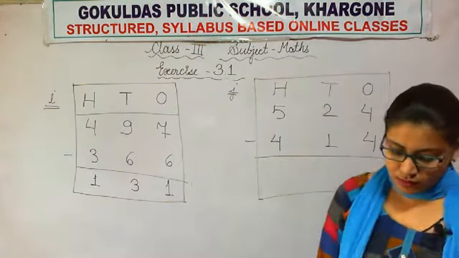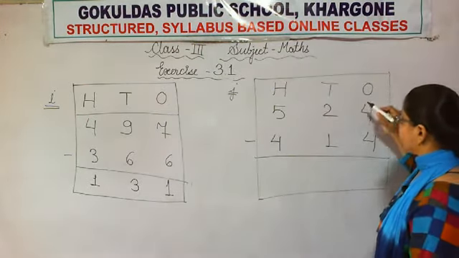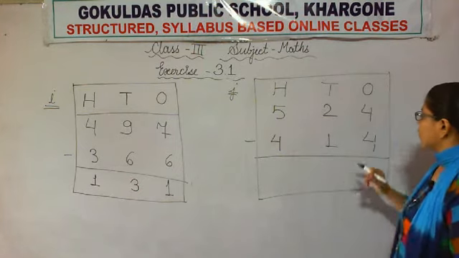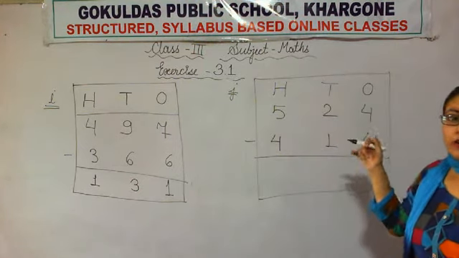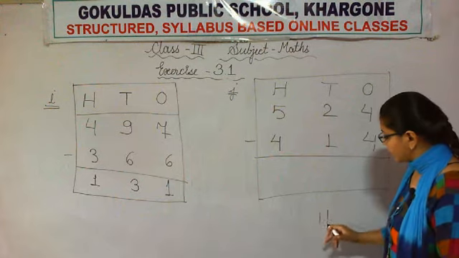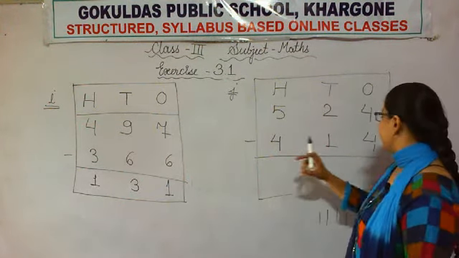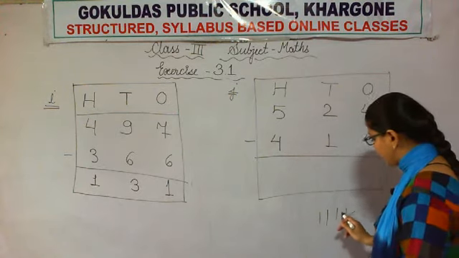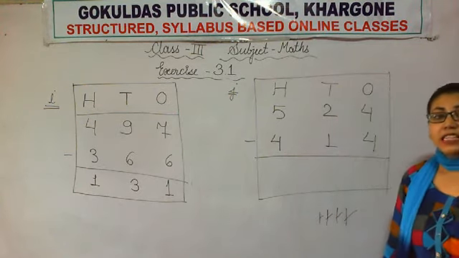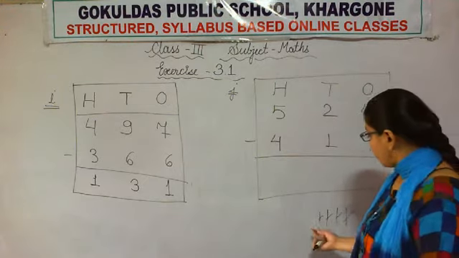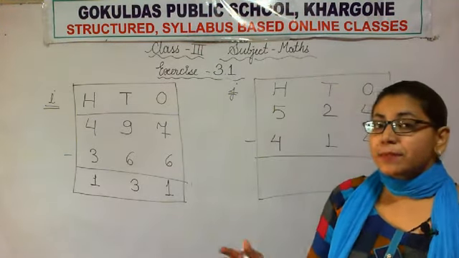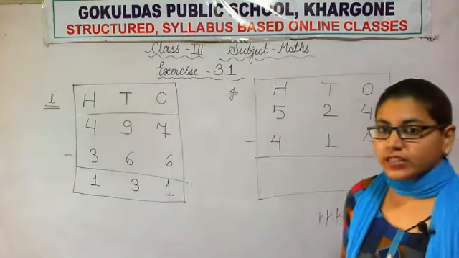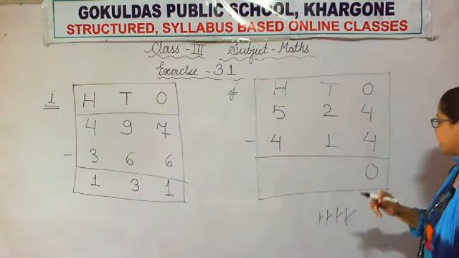So we will start from the ones. 4 minus 4. We will draw 4 sticks: 1, 2, 3, 4. Minus 4, so we will cancel out 4 sticks: 1, 2, 3, 4. We have cancelled all these sticks. No stick is left. No stick means 0 sticks. So we will write the number 0.